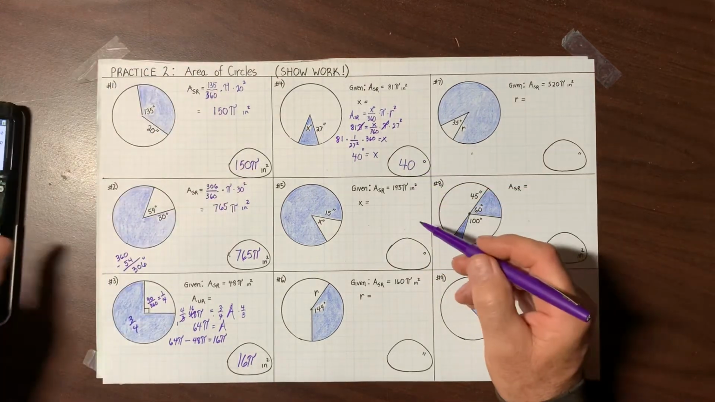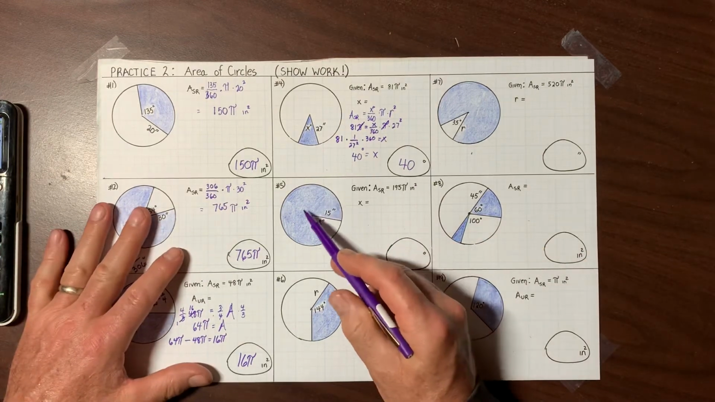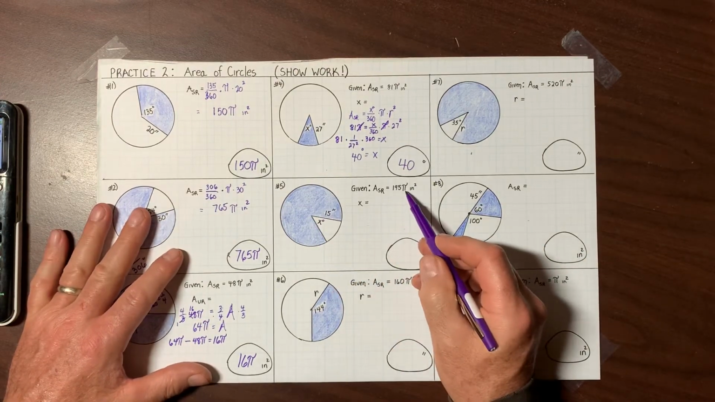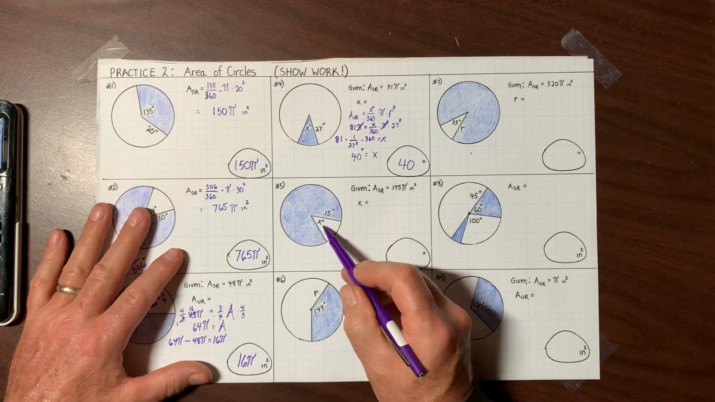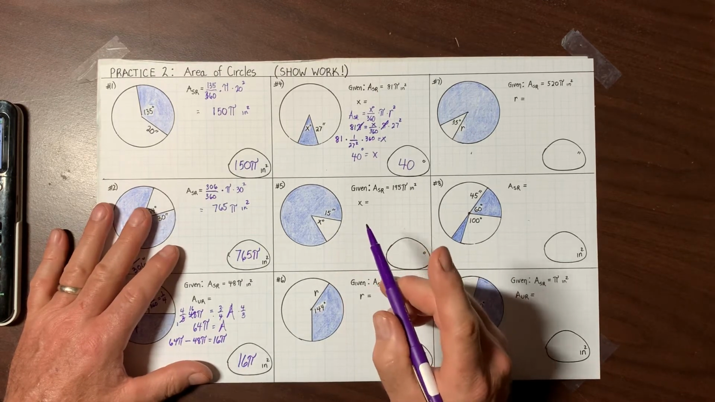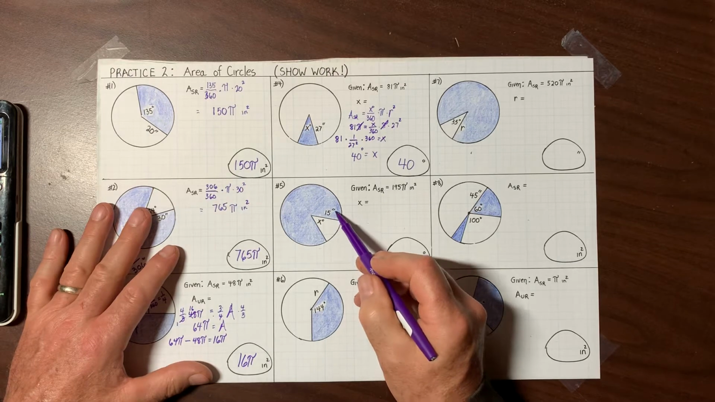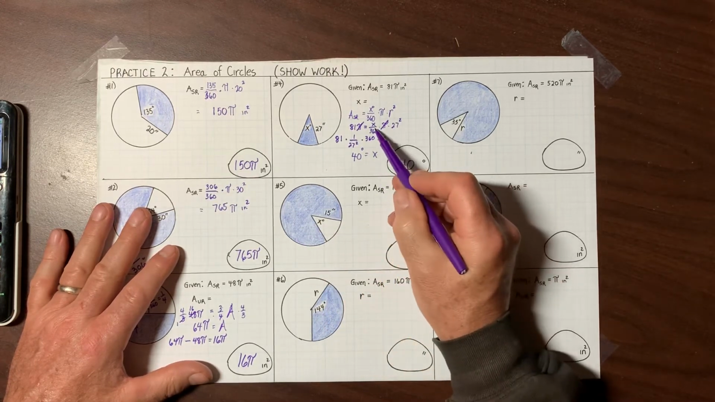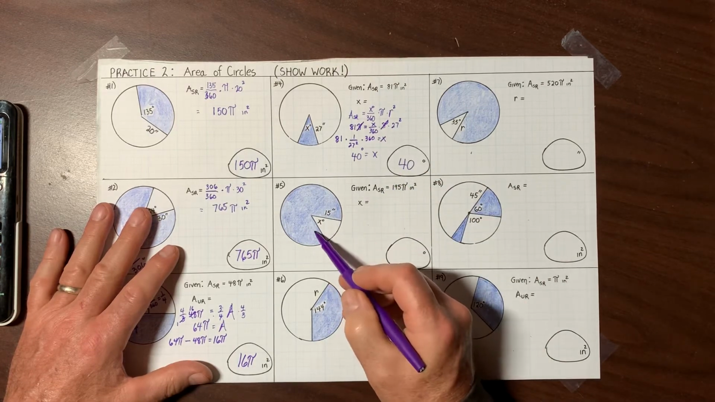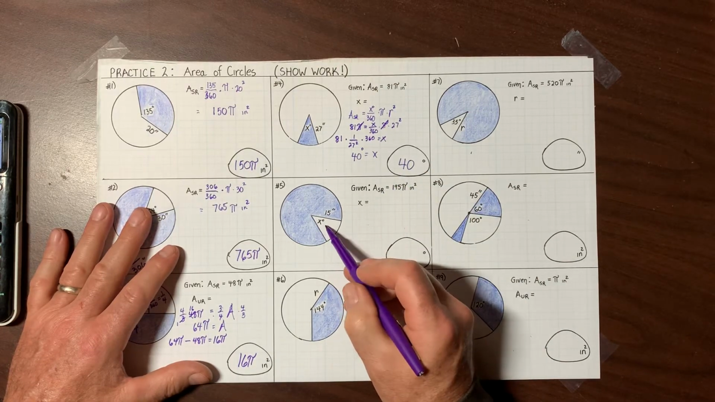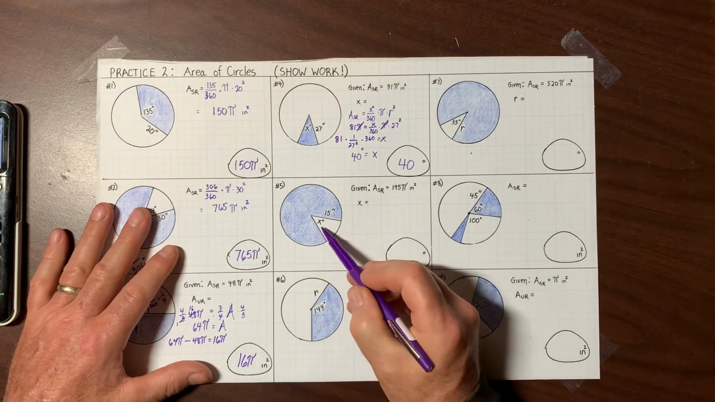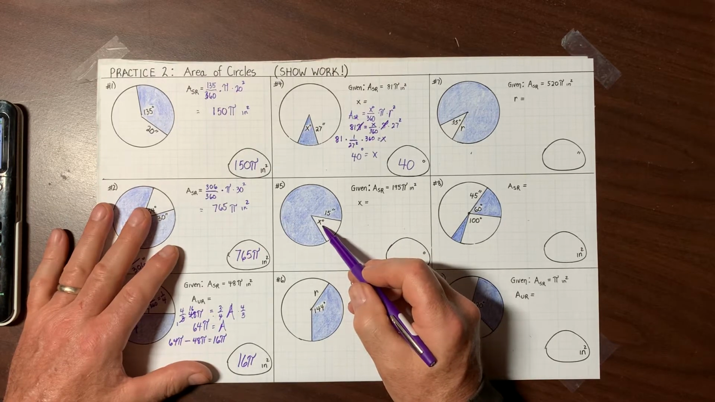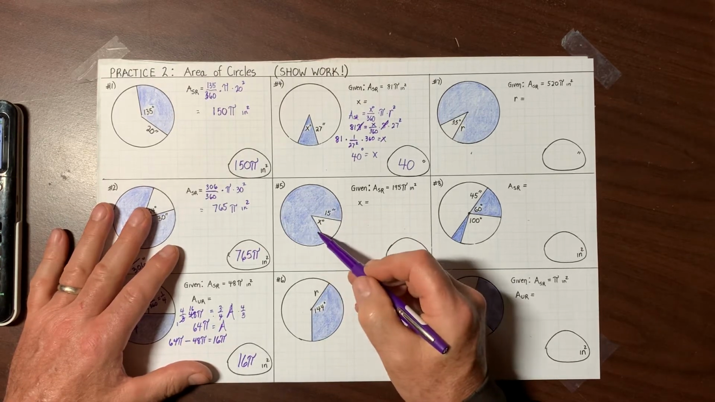All right, problem number 5. We're told that the area of the shaded region is 195 pi, and we're asked to find x here. Well, here's what you need to understand. This shaded region here, when I put my number on top of the 360, it's going to be whatever x is subtracted from 360. So I'm just going to make a numerical example. If x was 60 degrees, then the shaded part would have to be 300.